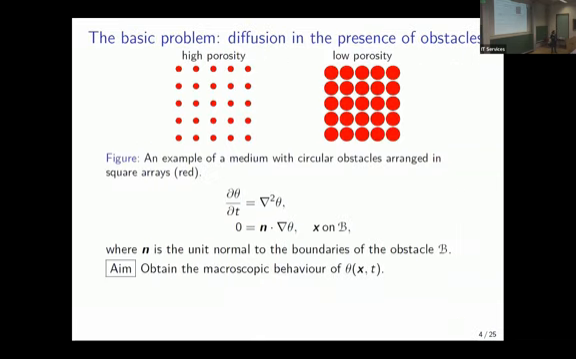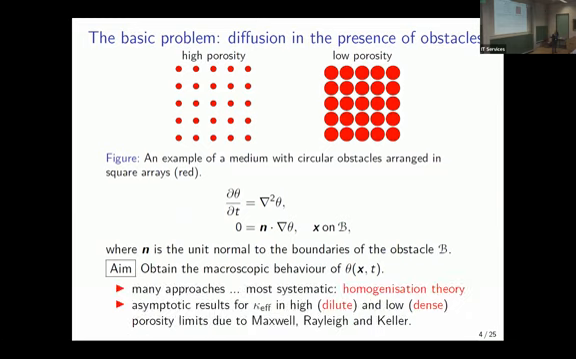Okay, so it's a very basic problem. It's a very long-standing problem, with a very large, wide literature. So we just have diffusion in the presence of impermeable obstacles. And we look in particular at two situations: high porosity, or what we call the dilute case, where the obstacles are small, and low porosity, or what we call the dense case, where the obstacles are big. And the aim is to obtain the macroscopic behavior of the concentration.